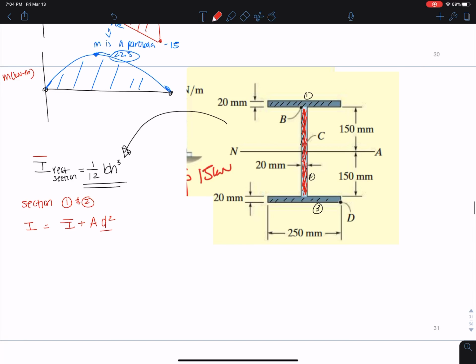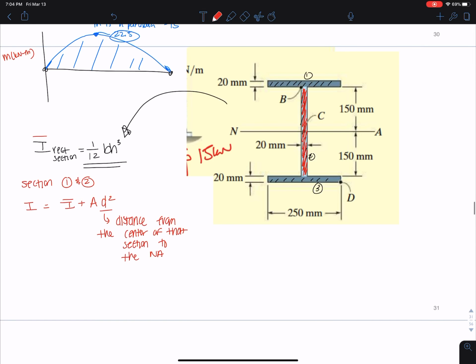And what is d? d is the distance from the center of that section to the NA. So let's write all this out, and I think it'll be a little easier to understand where we're getting all these numbers. And I'll show you another really easy way to do it, and you can pick which one you like better. I kind of just switch between both of them.